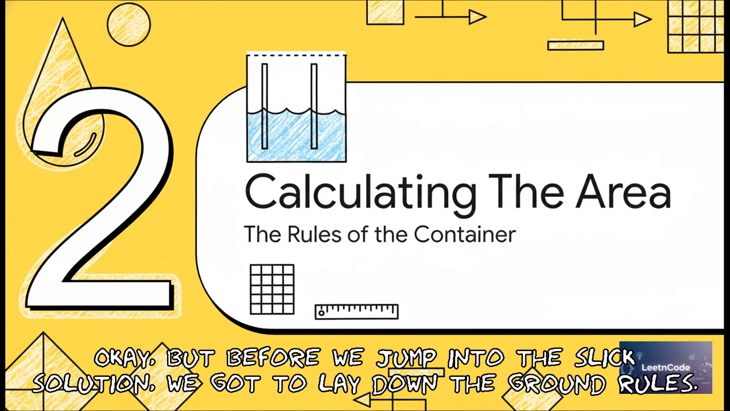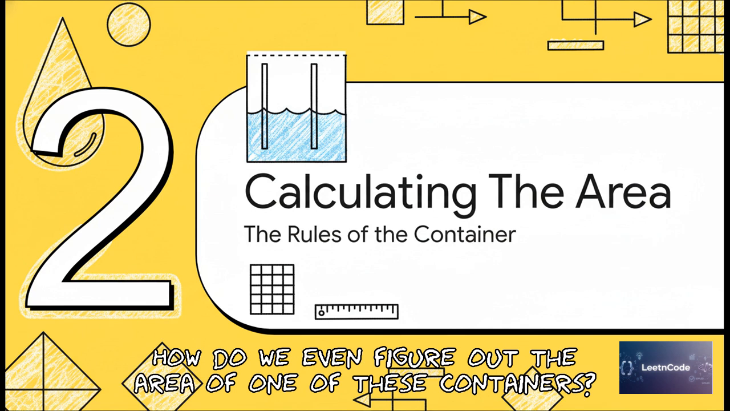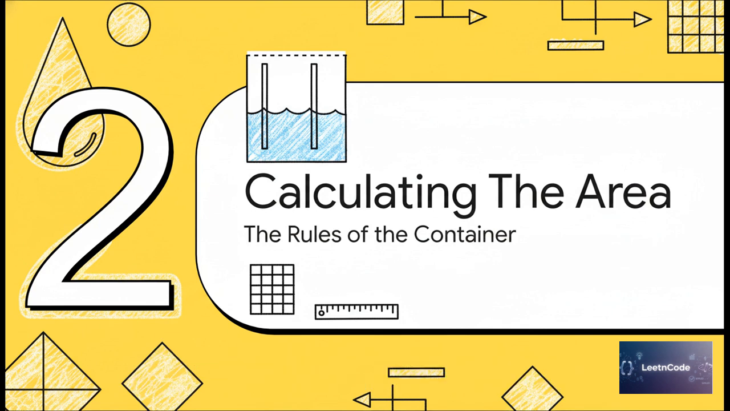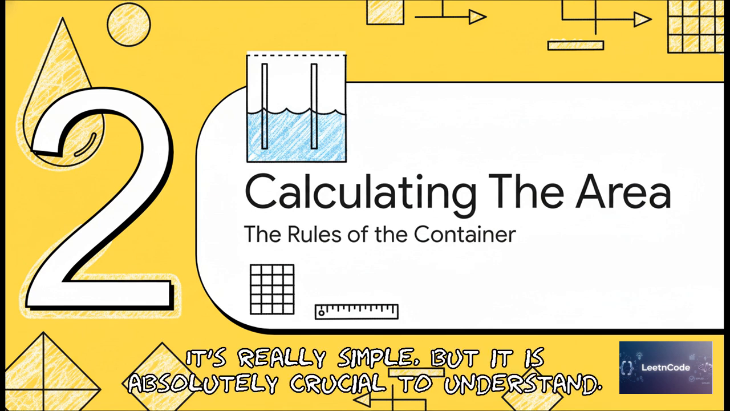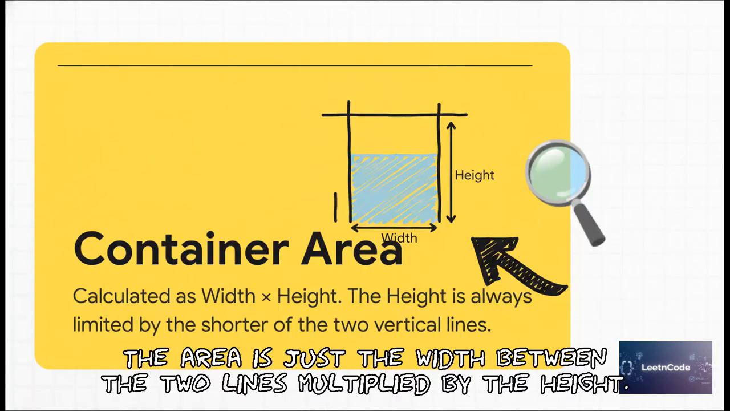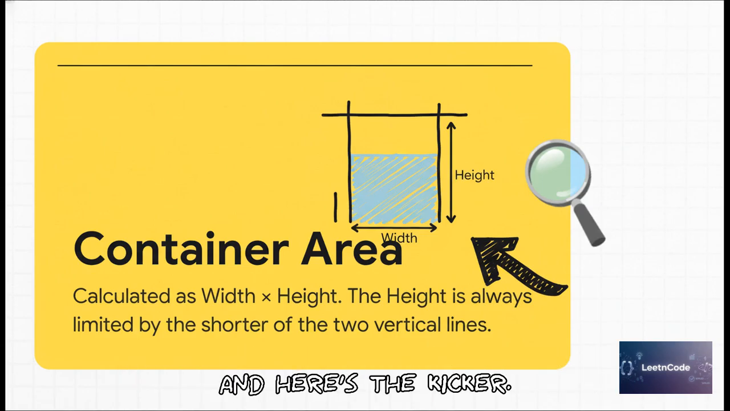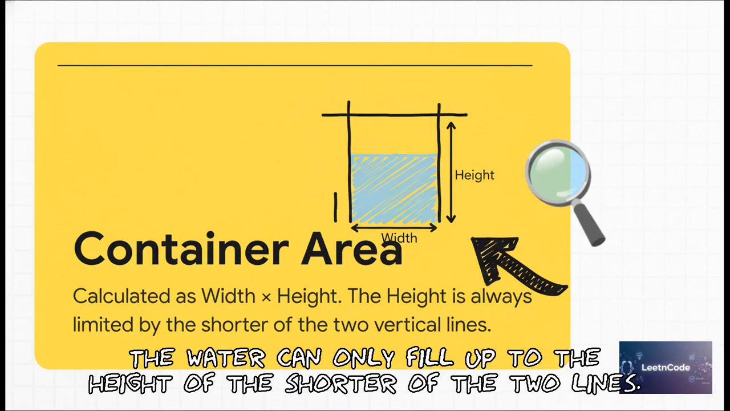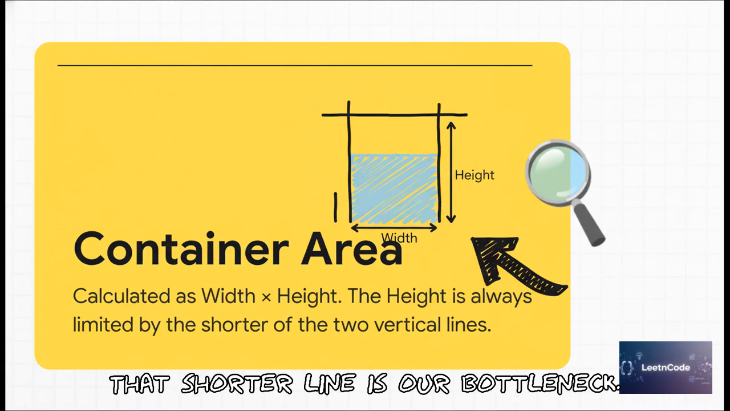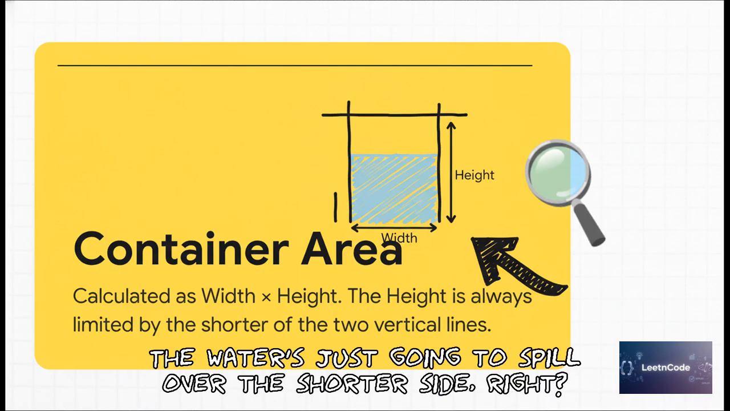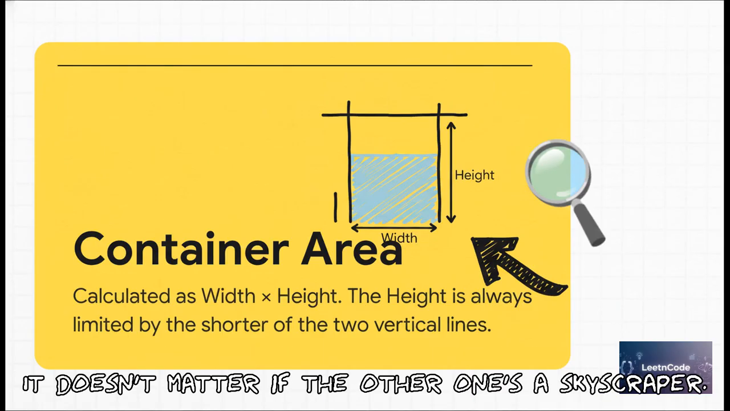Okay, but before we jump into the slick solution, we gotta lay down the ground rules. How do we even figure out the area of one of these containers? It's really simple, but it is absolutely crucial to understand. The area is just the width between the two lines multiplied by the height. And here's the kicker. The water can only fill up to the height of the shorter of the two lines. That shorter line is our bottleneck. Think of it like this. The water's just going to spill over the shorter side, right? It doesn't matter if the other one's a skyscraper.